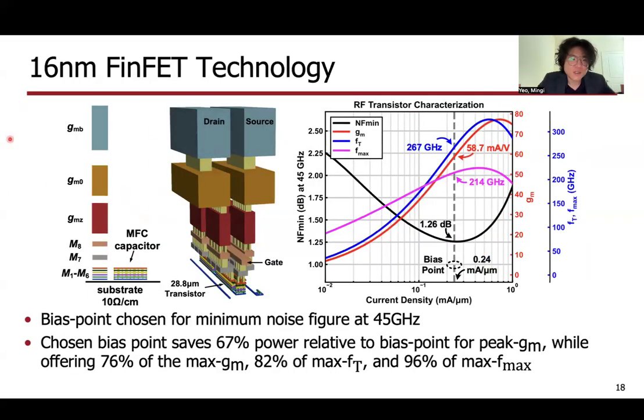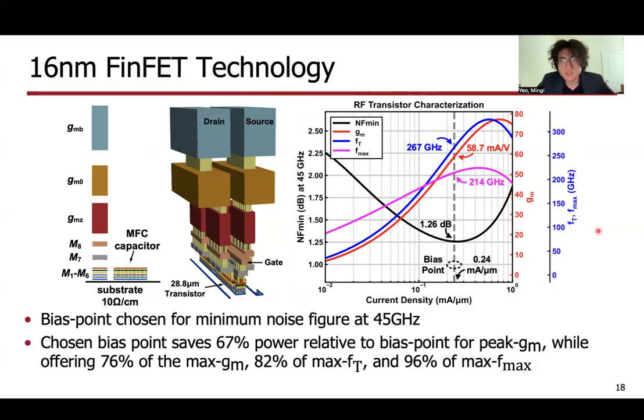The figure to the left shows the metal stack-up of the FinFET technology. It consists of 11 metal layers vertically spaced out like so, and it is built on a standard silicon substrate of 10 ohm-centimeter. The metal finger capacitor is shown to the right, which is implemented throughout our design, and in the middle we have a 3D layout view of a transistor. Our design philosophy was to route the device terminals straight up to the top metal to reduce any parasitics.